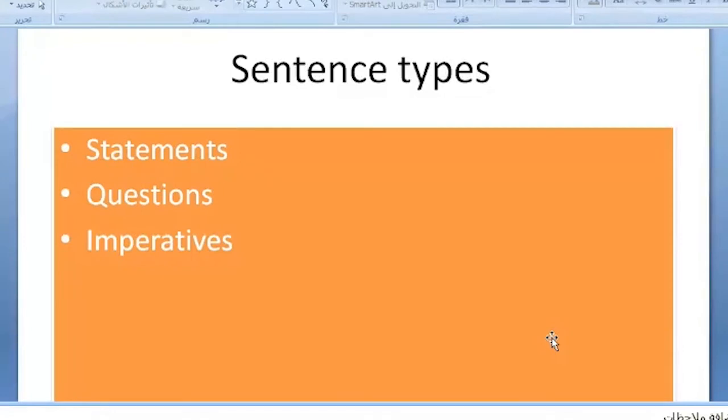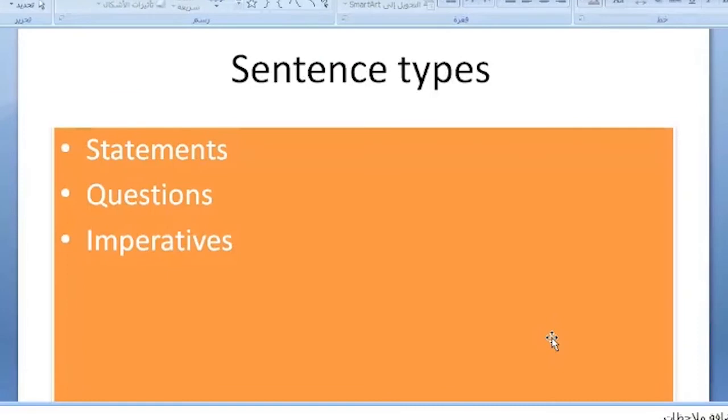Sometimes for the sake of emphasis, the speaker uses the subject you. For example, I say, you open your books. Or I simply say, open your books.